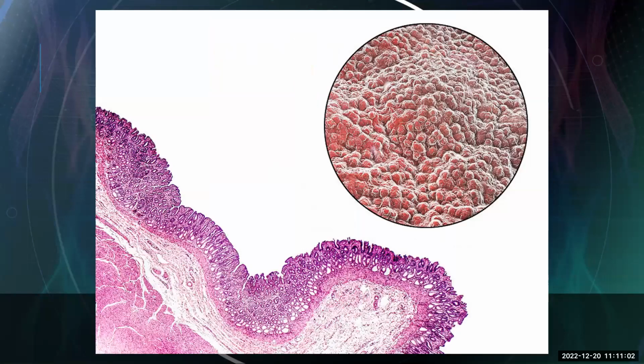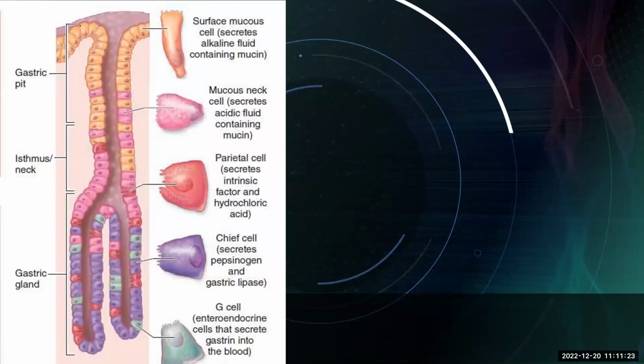All right, so if we look under a microscope, the surface of the stomach has this kind of folding, and this actually represents the pits. Here is how it looks: this is the long passage called the pit, and there's a gastric gland. And we can see the cells, G cells or enteroendocrine cells.